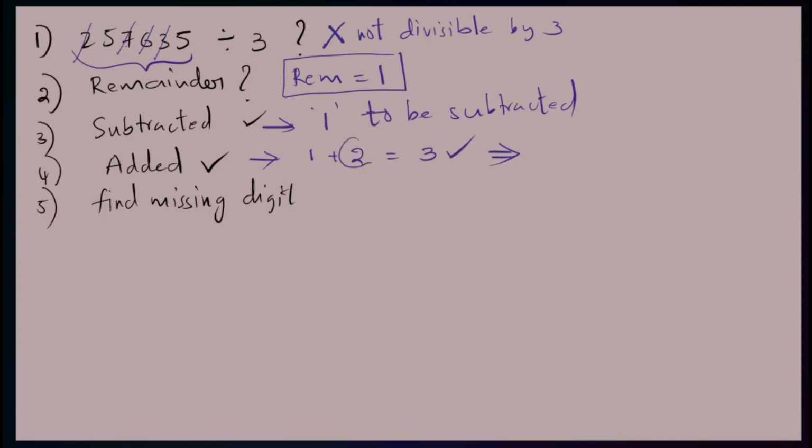So what should be added? You should add 2, because we already have 1 remaining. If you add 2 to that 1, it becomes 3, which is divisible by 3.